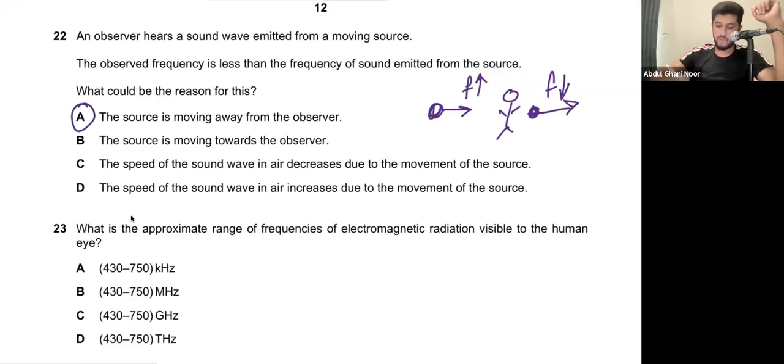If the source was instead moving towards the observer, the frequency would be greater than the actual frequency. The speed of sound wave in air decreases. No. The speed of sound wave in air increases. No.